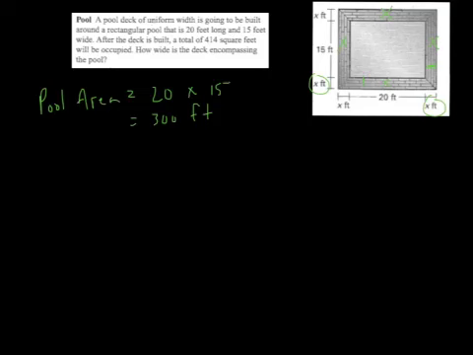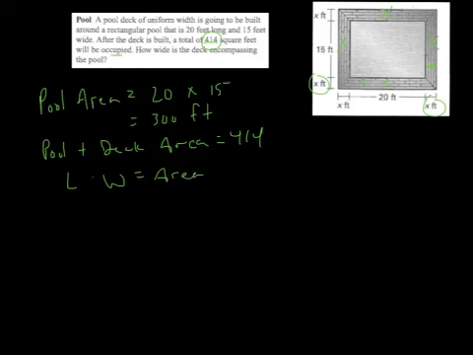Now the trick in these problems is to decide what to do with the other information that they've given you. So it says after the deck is built, a total of 414 square feet will be occupied. So that means the pool plus deck area equals 414. And that's not always the case. Sometimes they'll say an additional 414 square feet. Sometimes they'll say double the original square footage. It's this additional area that's really the tricky piece to figure out. So what we have now is a simple length times width equals area. And we want to look at the big picture now, the whole deck and pool itself.